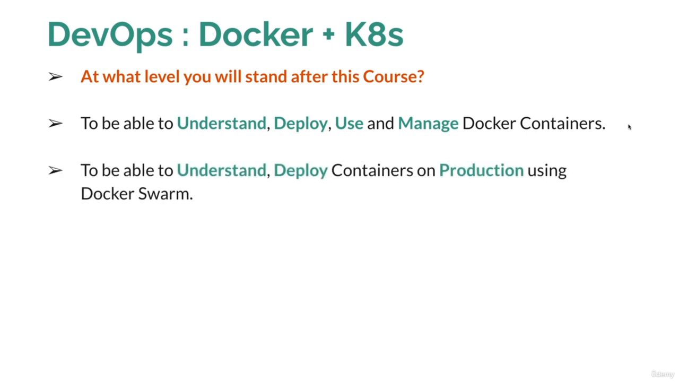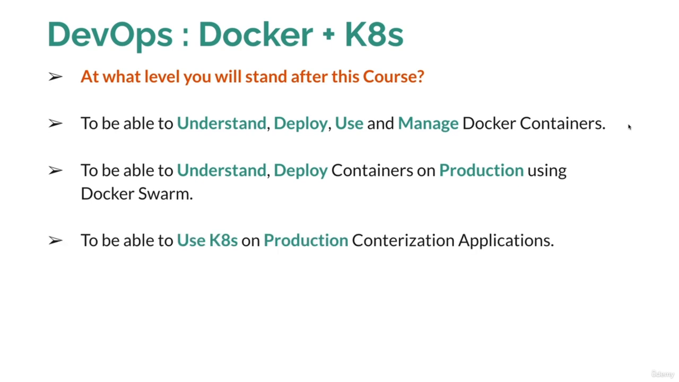You will be able to understand and deploy containers on production using Docker Swarm. So container orchestration: how we can deploy the containers, how the application will behave with multiple containers. You will be able to deploy things in production using Docker Swarm. You will be able to use Kubernetes for containerized applications in production, to orchestrate containerized applications in production. You will get the complete understanding and you would be able to do so after the completion of this course.